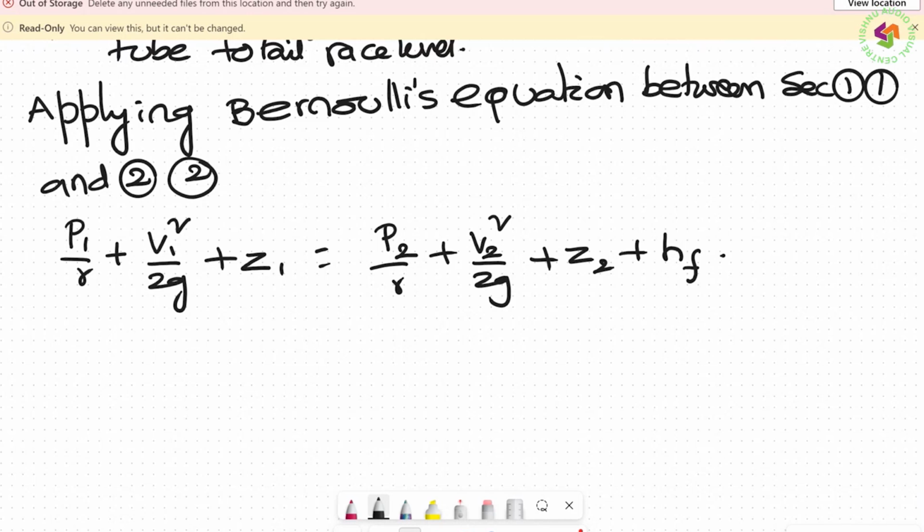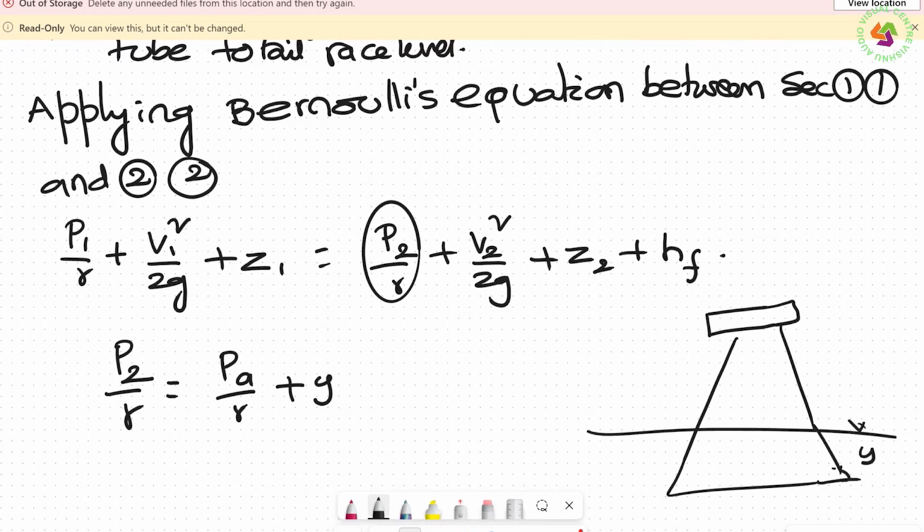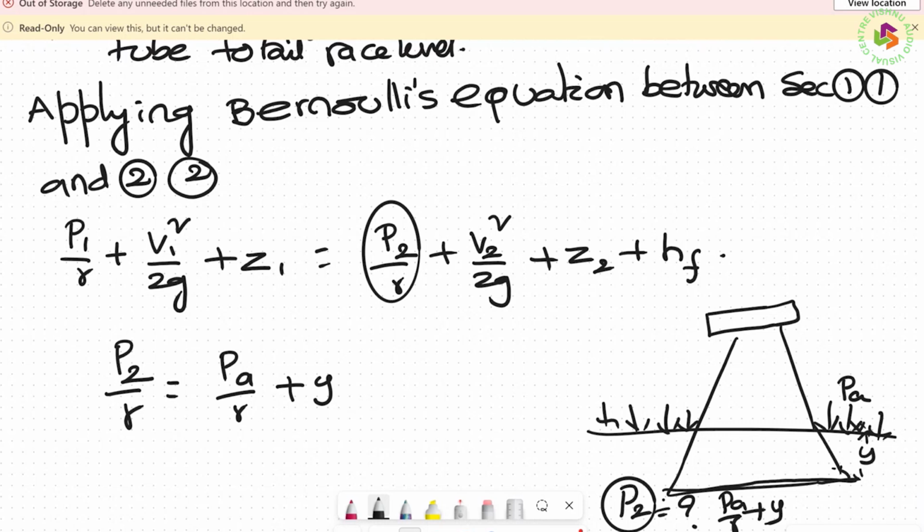Then we can also write that this P2 by gamma is nothing but PA by gamma plus Y, because if you see, this is the turbine exit. This is how we have drawn the draft tube, and here is the tail race level. So this is Y, which we mean. Here the pressure everywhere is atmospheric pressure PA. So P2 is the pressure here, so it is PA by gamma plus Y. That's what I have written.